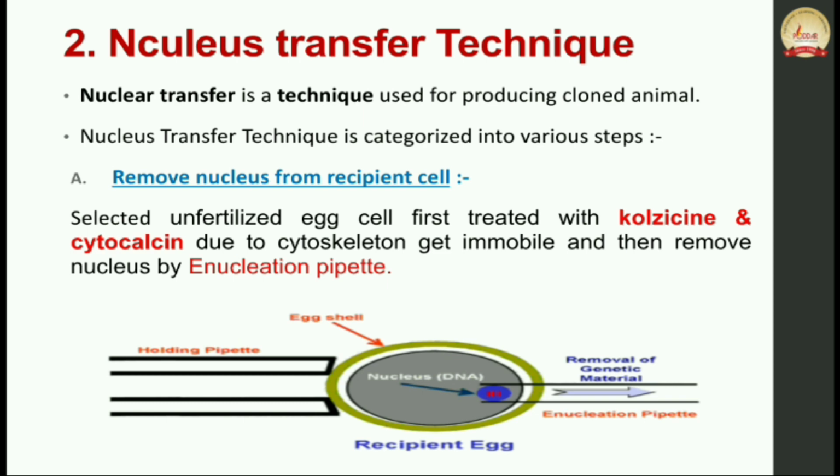Second, nucleus transfer technique. The nucleus transfer technique is used for producing a clone animal. It is categorized into various steps. First, remove the nucleus from the recipient cell. The selected unfertilized egg cell is first treated with colchicine and cytochalasin. Due to this the cytoskeleton becomes immobile, and the nucleus is removed by the enucleation pipette. We can understand this by the diagram. The recipient egg is held by the holding pipette and the nucleus is removed by the enucleation pipette.